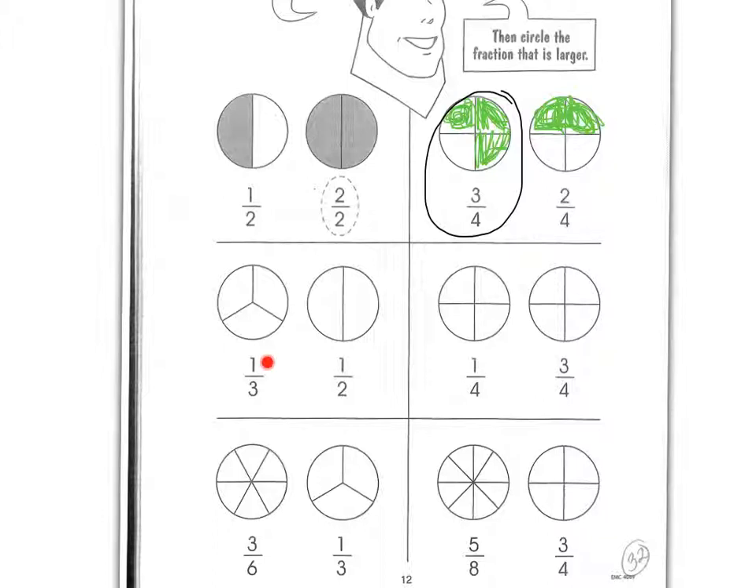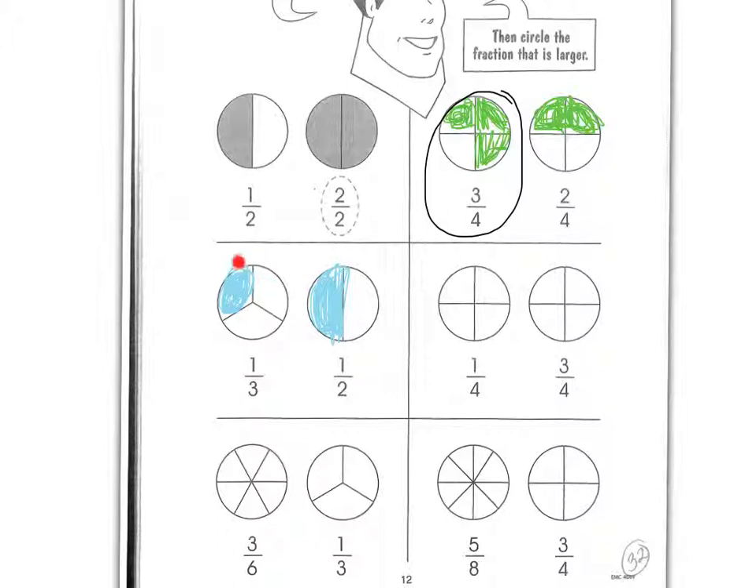This tells me here that I need to shade in 1 out of my 3 pieces. So I'm going to shade in 1 of the 3 pieces. This one tells me I also need to shade in 1 of the 2 pieces. Now this can be a little tricky because normally we want to say, oh, the 3 on the bottom is bigger, so this piece must be bigger, right? Because 3 is definitely bigger than 2. But think about that for a second.